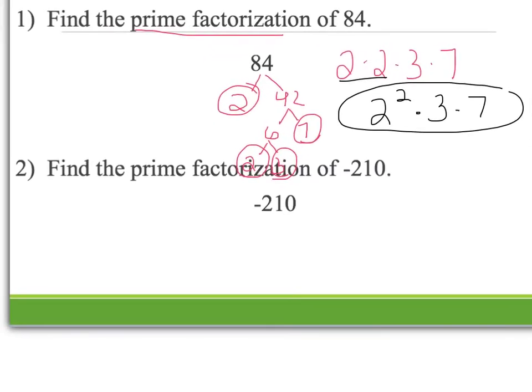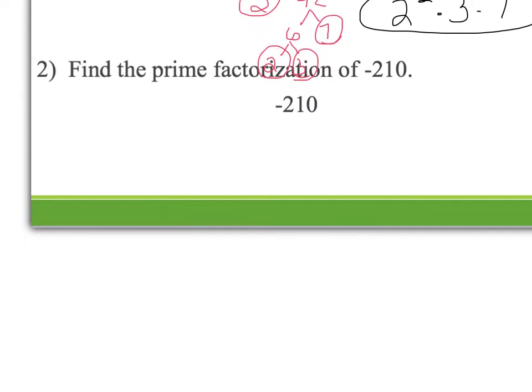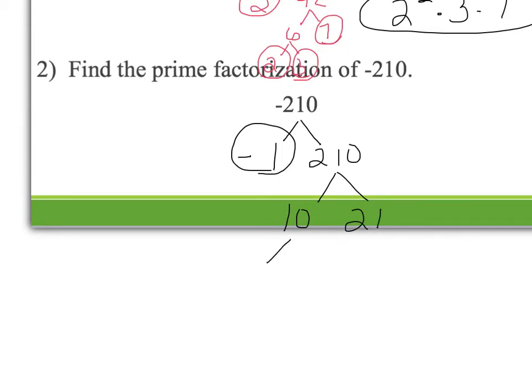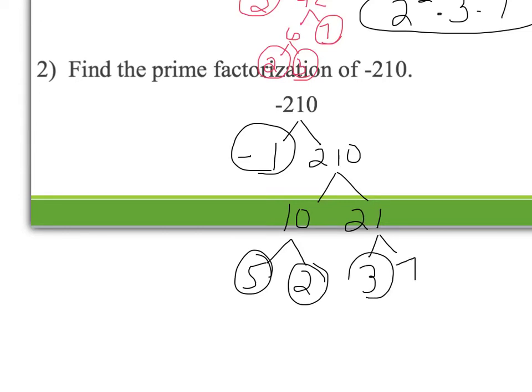If we want to do prime factorization including negative numbers, the first thing we need to do is write negative 1 times 210. We want to take out that negative, then everything else is the same. To get 210, I can do 10 times 21. Neither of these are prime yet, so I need to continue. 5 times 2 is 10, and these are both prime. And 3 times 7 is 21, and these are both prime. So the prime factorization here is negative 1 times 5 times 2 times 3 times 7.